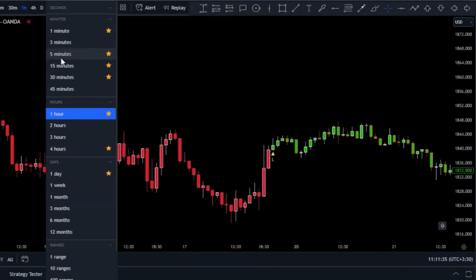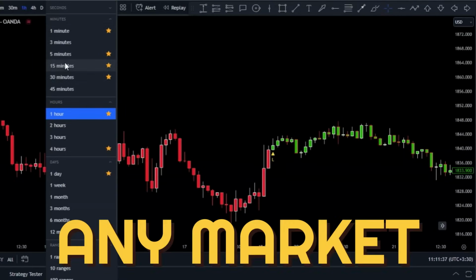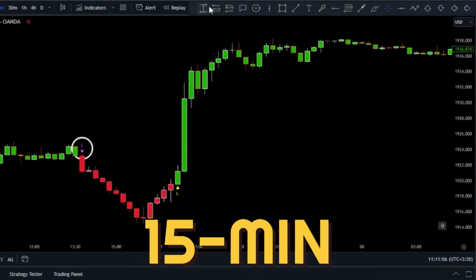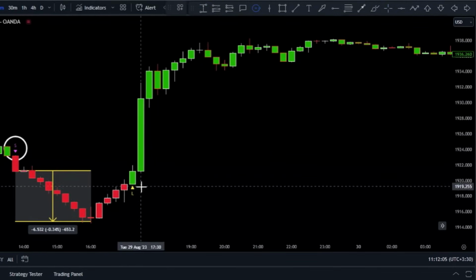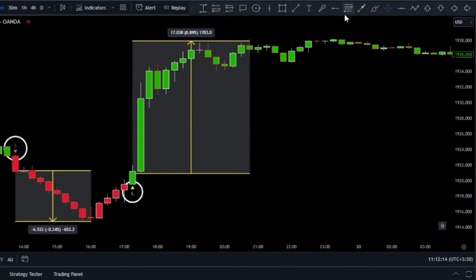This strategy can be used to trade on all charts and time frames. If you look at these examples on different time frames, you'll see that this strategy works well across all charts.